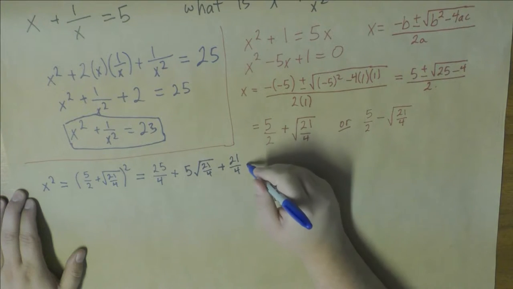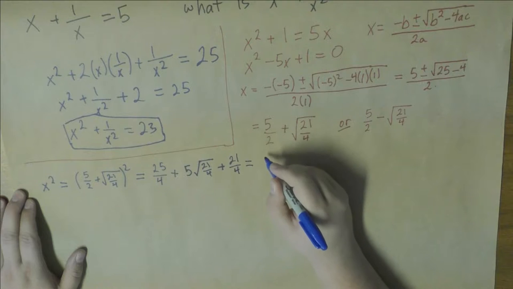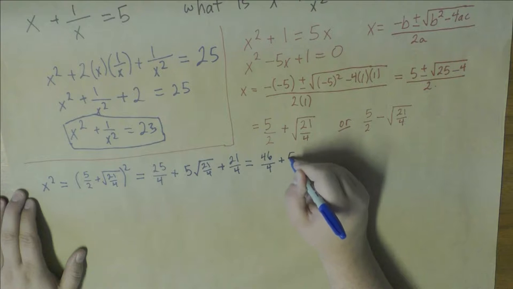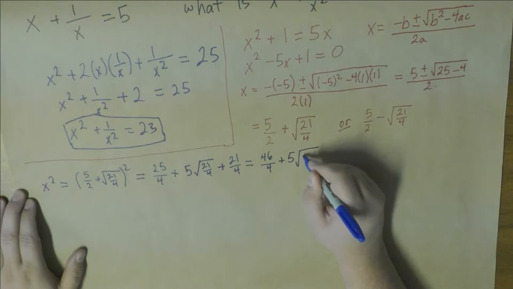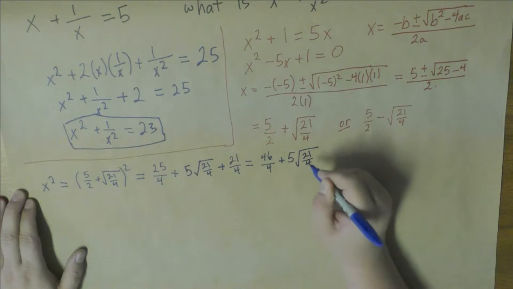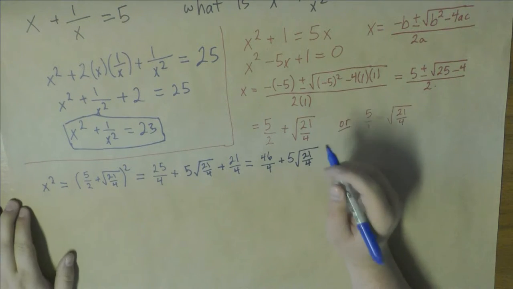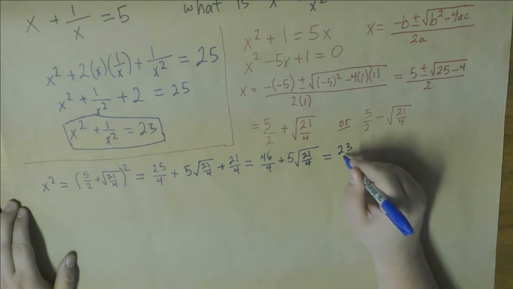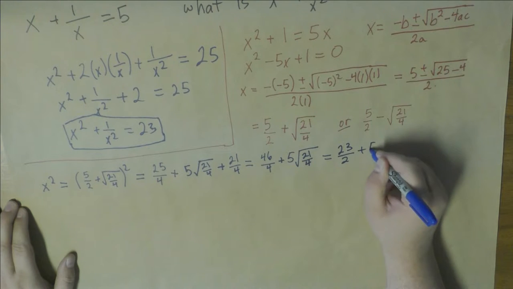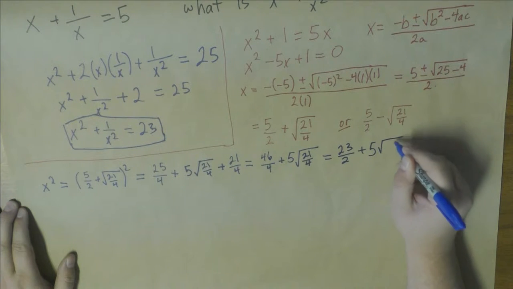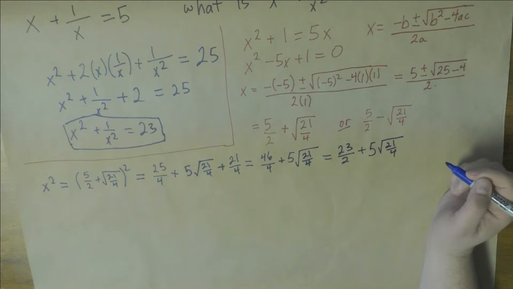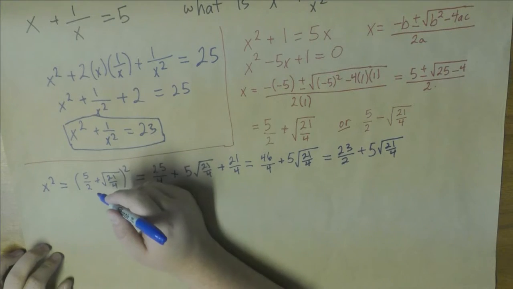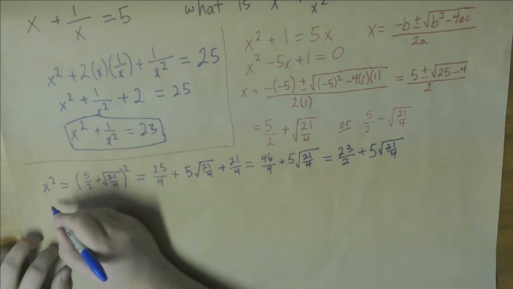Now that actually gives us 46 over 4 plus 5 root 21 over 4. Now this is actually 23 over 2. So that's actually 23 halves plus 5 root 21 over 4. Now, we can do the same thing with this other value for x.